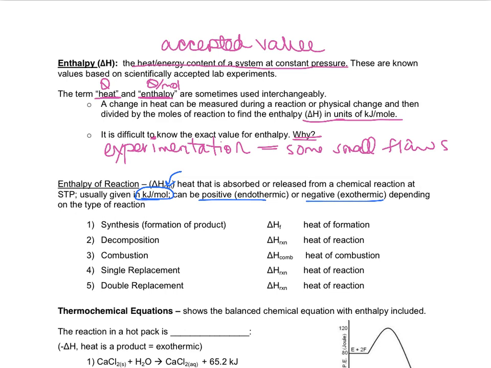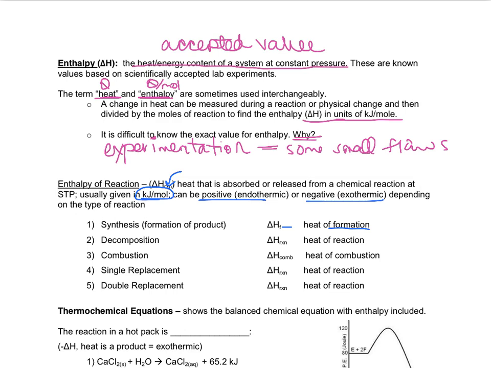So synthesis is the formation of the product. This is a delta H f. The f is actually for heat of formation, and so it's based on whatever you are forming. If you are forming carbon dioxide, then the enthalpy is the amount of energy it takes or releases to form carbon dioxide, 1 mole of it.